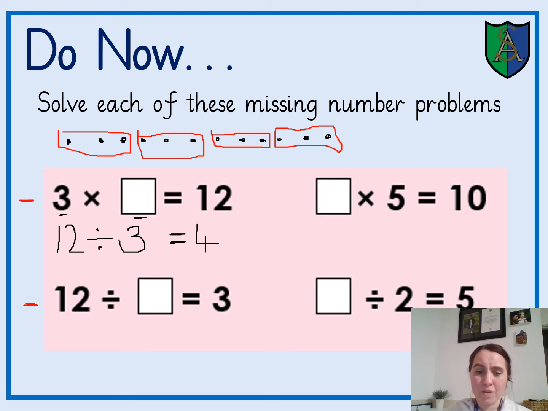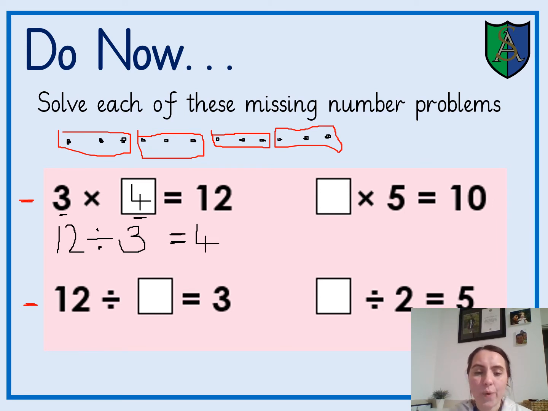Brilliant. So I know that 4 needs to go in my missing number box. And we can check that by using our 3 times tables. Let's practice counting in our 3s up to 3 times 4. Are you ready? Let's see if we get the answer of 12. 3, 6, 9, 12. Excellent. Brilliant. So we know that that is correct.